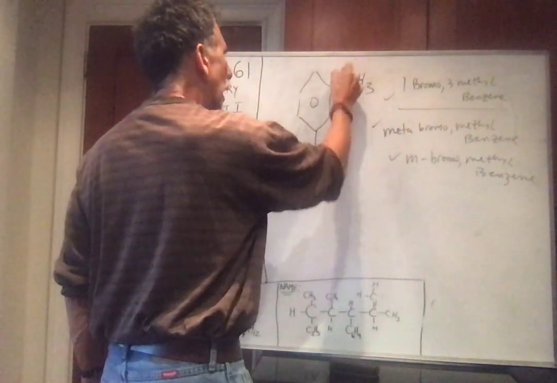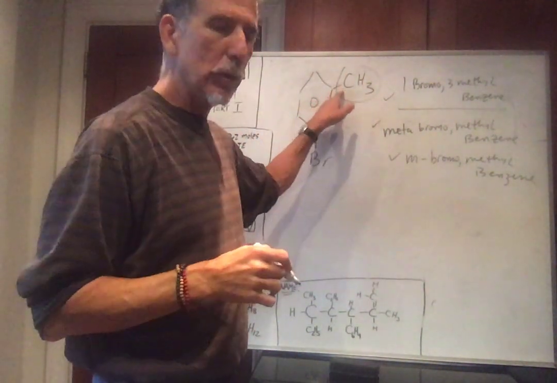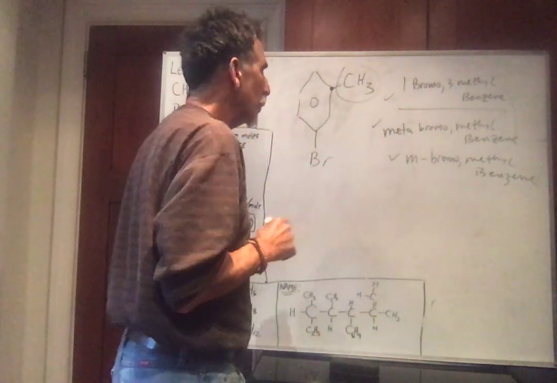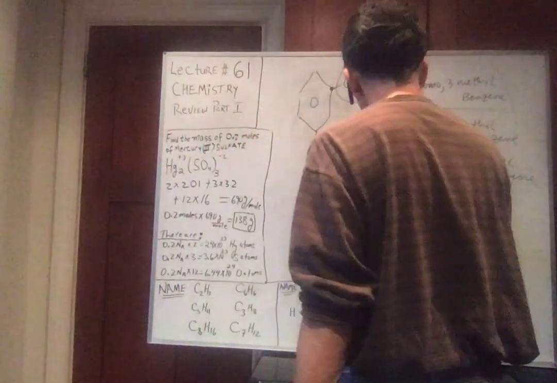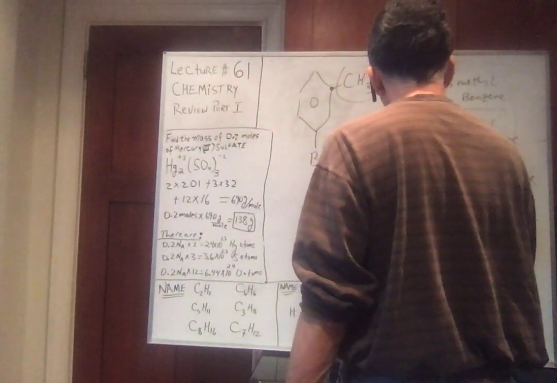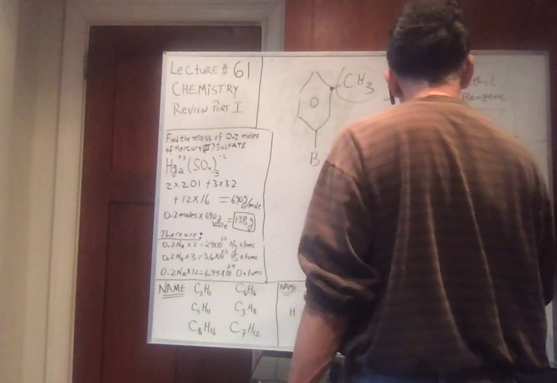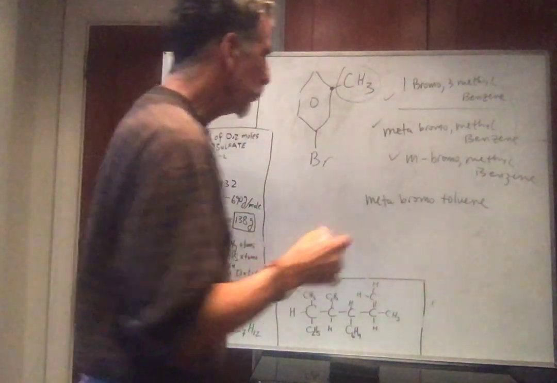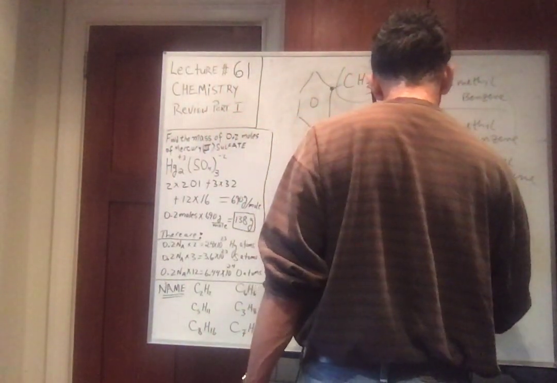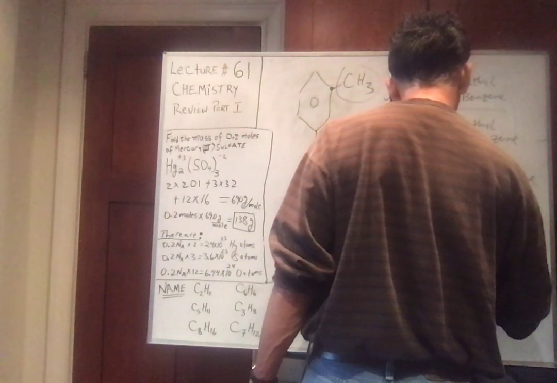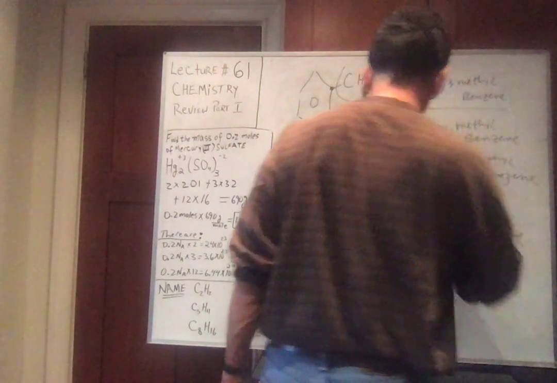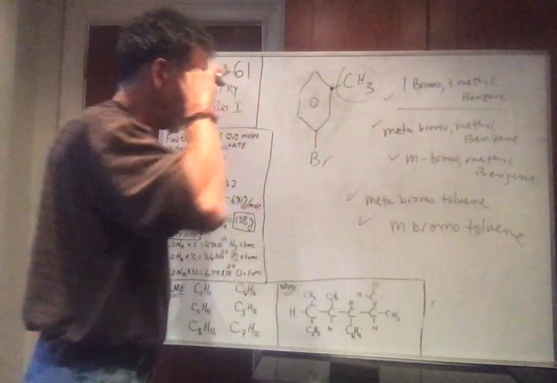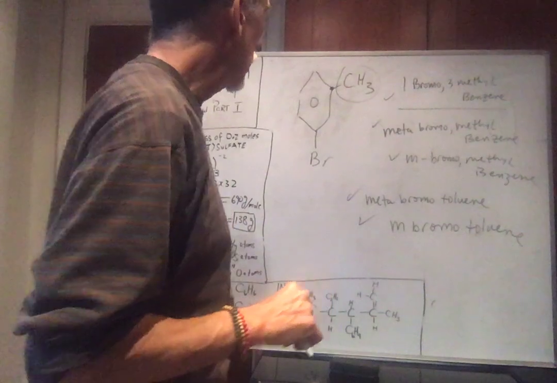What if I want to call this toluene? So the methyl group defines it as toluene. That automatically makes this carbon 1. Okay, so I could say meta bromo toluene, or just M bromo toluene. Okay, so a lot of names for this silly molecule. All of them are correct.